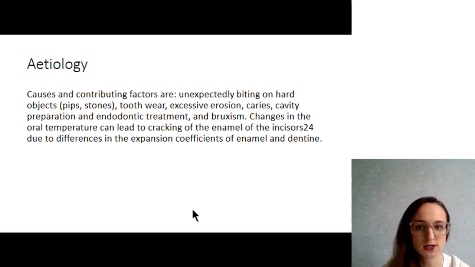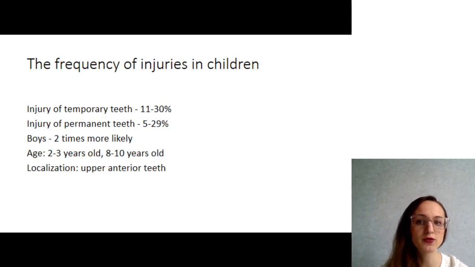Etiology, we speak, yes, it is biting of hard objects, tooth wear, excessive erosion, caries, cavity preparation, endodontic treatment, and of course bruxism. The frequency of injuries in children: injury of temporary teeth 11 to 30%, injury of permanent teeth from 5 to 29%, and boys have injuries 2 times more. Age 2-3 years old and 8-10 years old. Localization, it is upper anterior teeth.